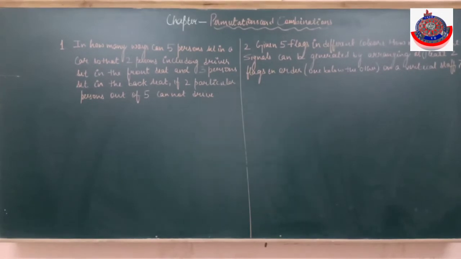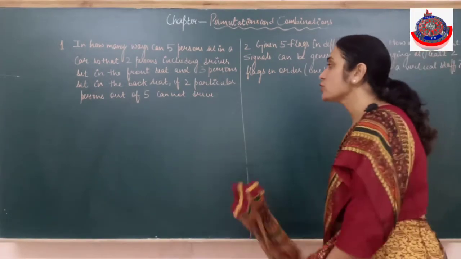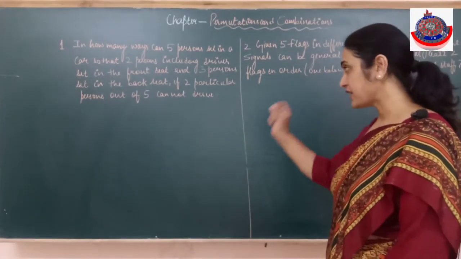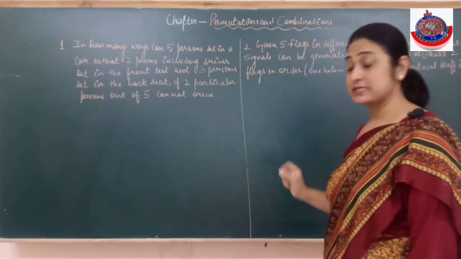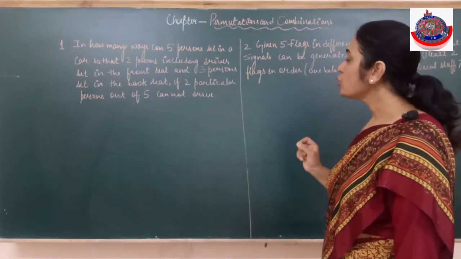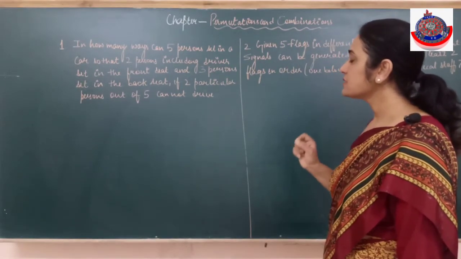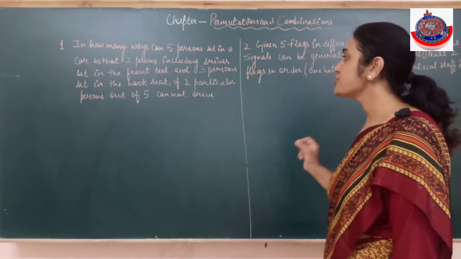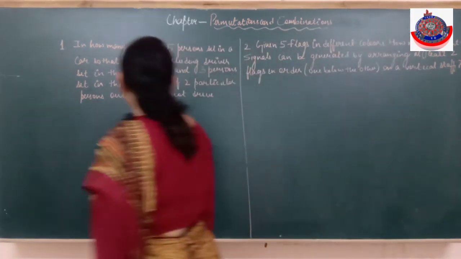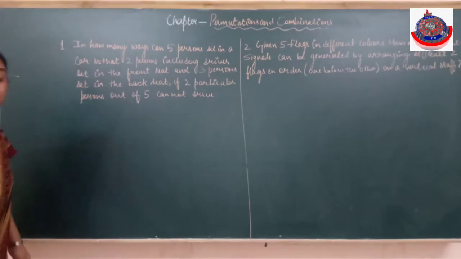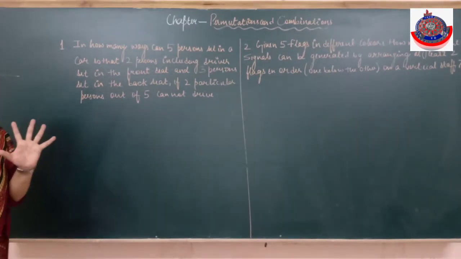Let's see the next example. In how many ways can 5 persons sit in a car so that 2 persons including the driver sit in the front seat and 3 persons sit in the back seat, if 2 particular persons out of 5 cannot drive? Is it clear? What is given to me? There's a car and there are 5 seats. 5 persons have to sit.